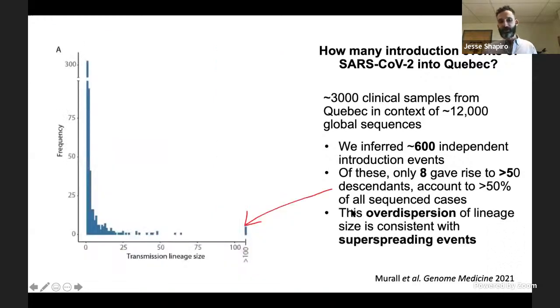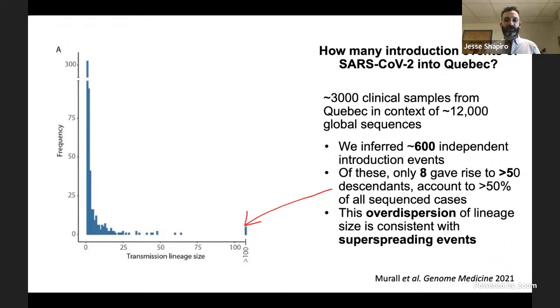So here's another way of plotting this out quantitatively. We can look at the transmission lineage size, so essentially the number of members of the descendants of that part of the tree. And here are these 8. The axis is not to scale, where a little less than 8 have over 100 descendants, right? But the vast majority of sequences, right, this part of the distribution, have 0 or 1. So they essentially go extinct.